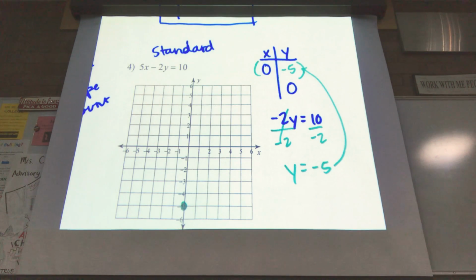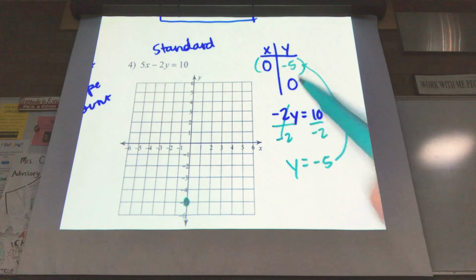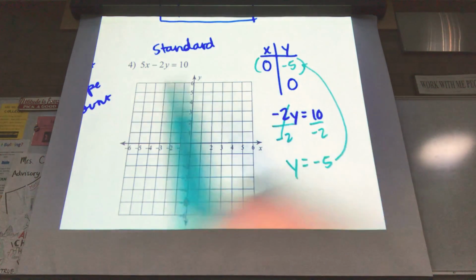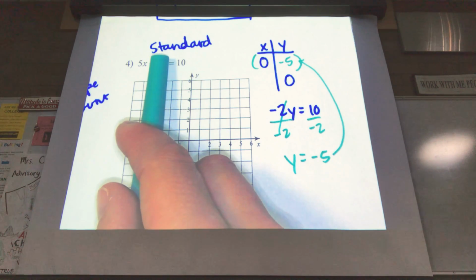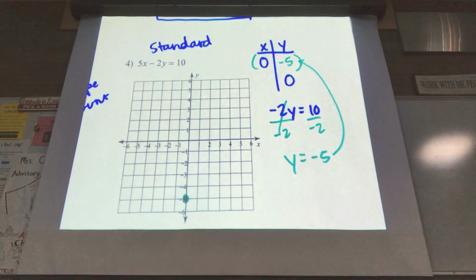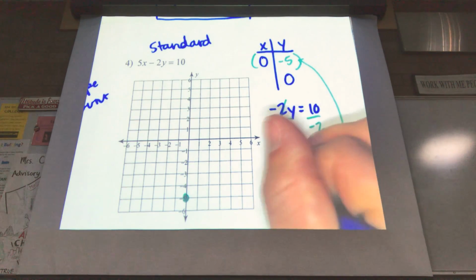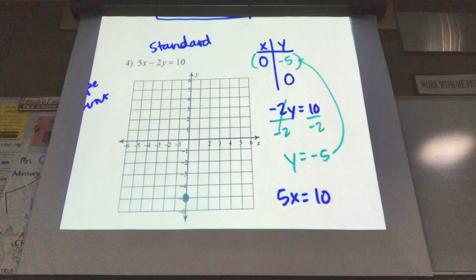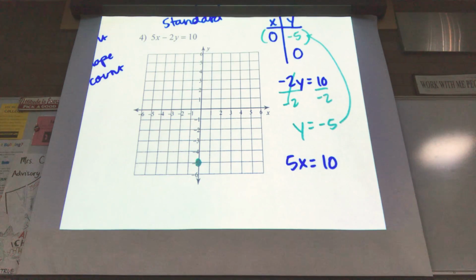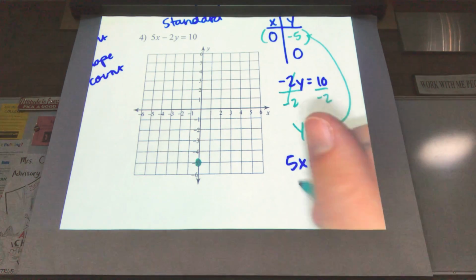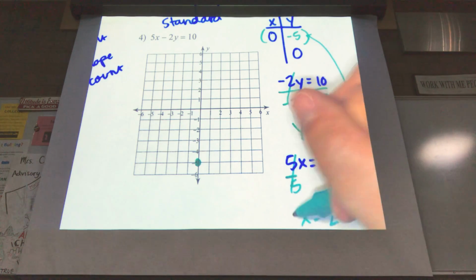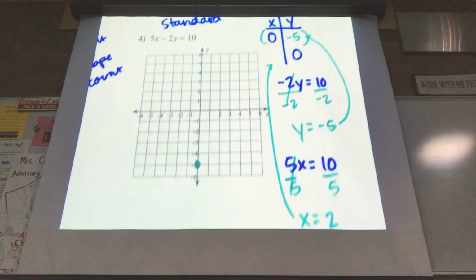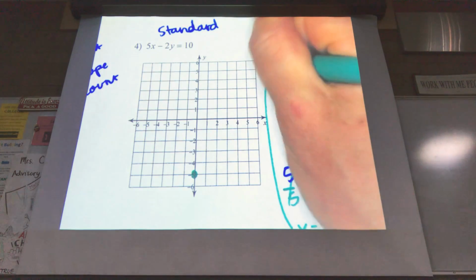Let's do the same thing for y now. Our second one, we're going to plug in a 0 for y. This time, negative 2 times 0 is just 0. So now my new equation below is 5x equals 10. Now we can actually solve for x this time. The opposite of times by 5 is divide by 5. That gets rid of it. 10 divided by 5 is 2. So when we plugged in a 0 for y, we got a 2 for x.